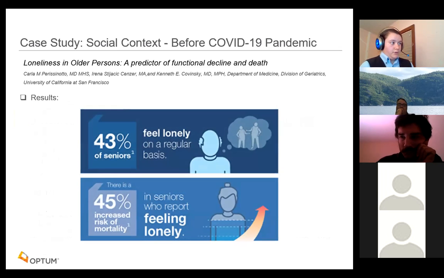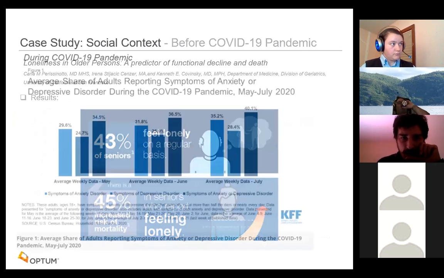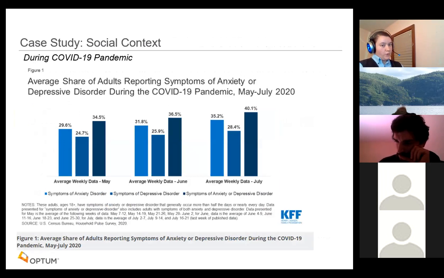What they found was that 43% of seniors feel lonely on a regular basis, and that there's a 45% increased risk of mortality in seniors who report feeling lonely. Again, pretty astounding numbers from before the pandemic. Fast forward to today.